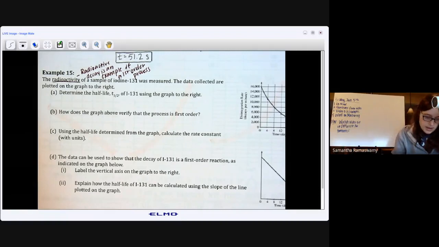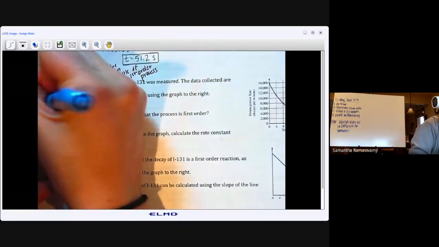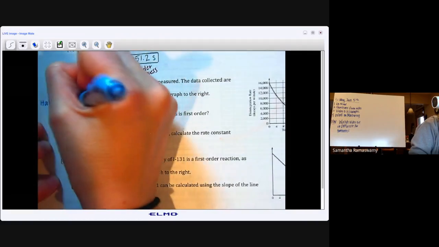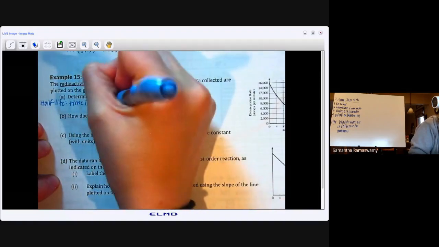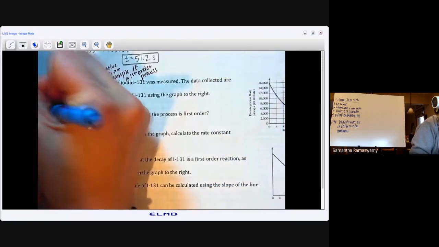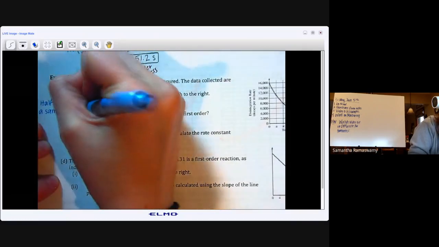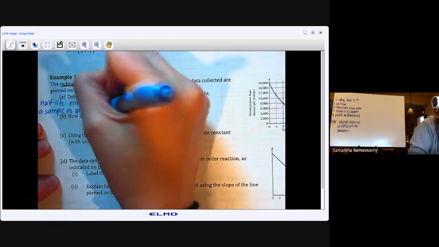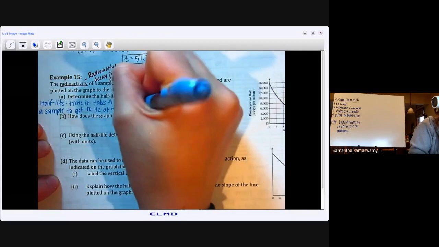So remember that half-life is the time it takes for a sample to get to half of its original amount.